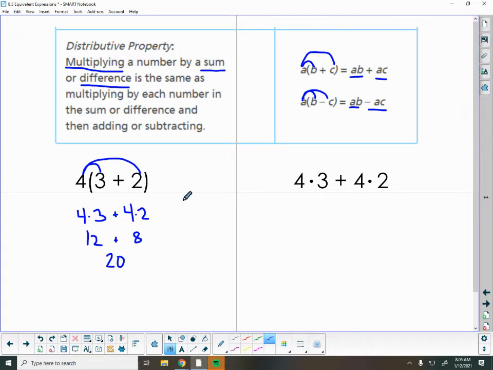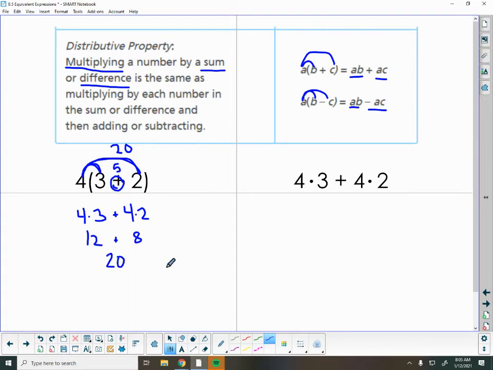So let's try that without using the distributive property. 3 plus 2 is 5. 5 groups of 4 is 20. So you can see using that distributive property gave us the same answer. Sometimes using the distributive property can help us do problems more easily in our heads. So I gave this 4 times 3 is 12, and I gave this 4 times 2 is 8, and I still add those together is 20.